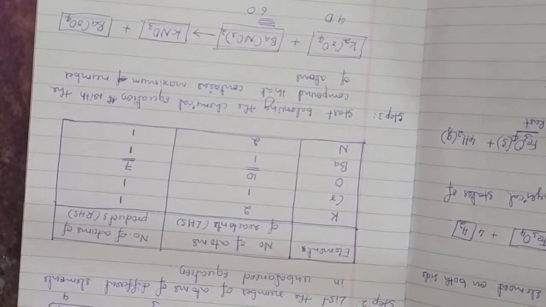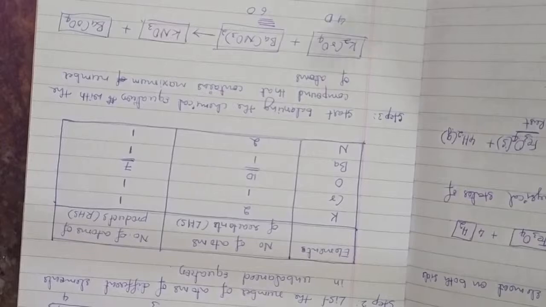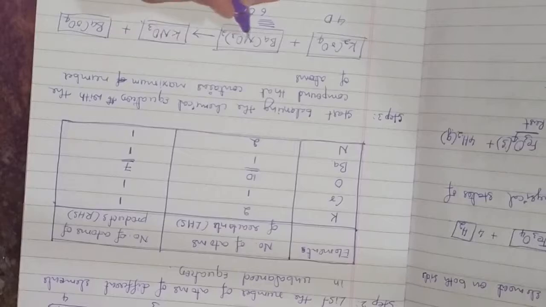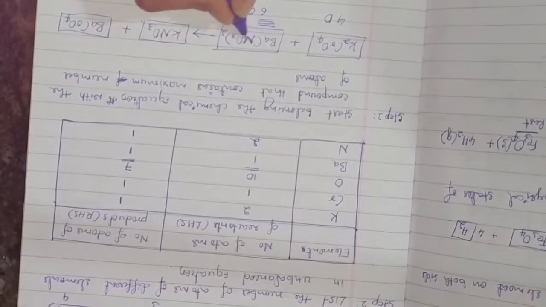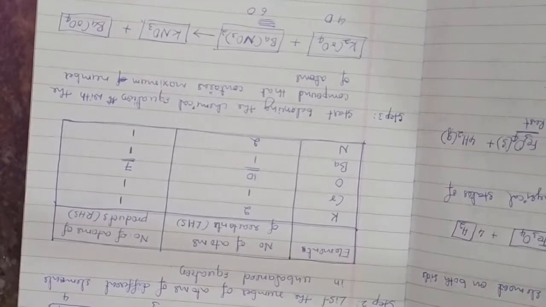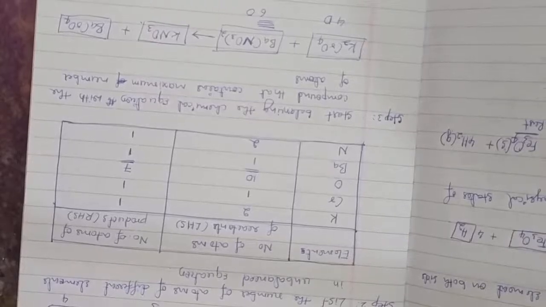7 is there, so we have to make it 10. Then only the number of oxygen atoms in reactants and products will be equal. So first we will see this nitrogen. Here 7 is there, here 10 is there. Here you may get confused how to balance this oxygen.